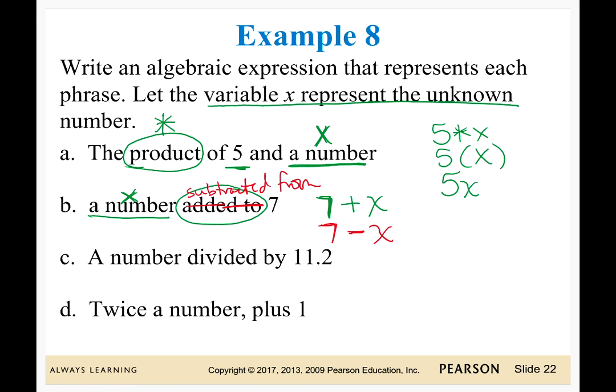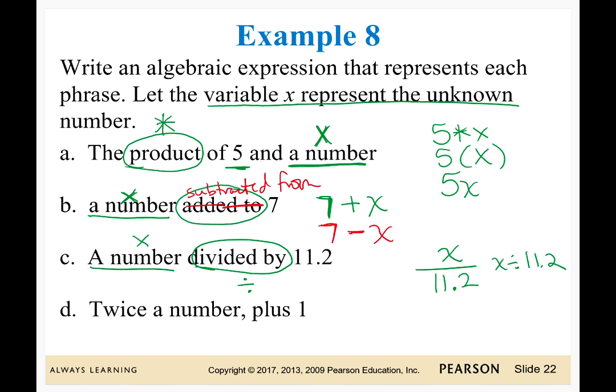Okay. A number, again, we're starting with a number, x, divided by. Divided means exactly what you think. It means divided by 11.2. And this one we can just go from left to right and it translates exactly. There's lots of different ways to write division. Personally, I think the easiest way is just to write a fraction bar. You could write x with the division symbol 11.2. That's fine too, but I just think the fraction bar is probably the easiest way.